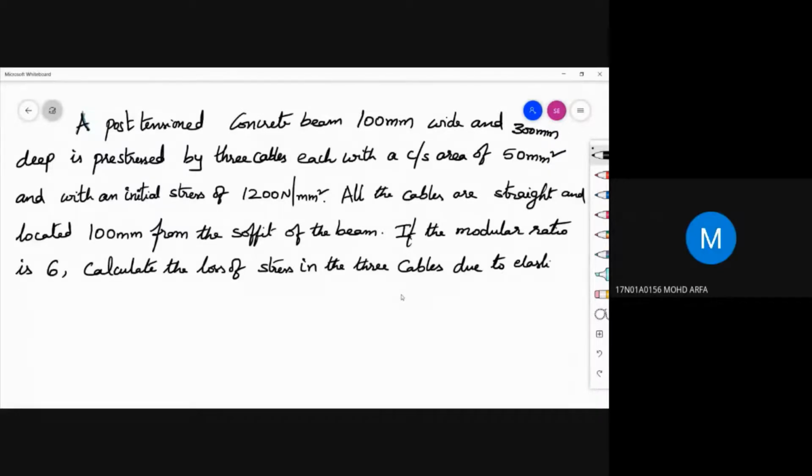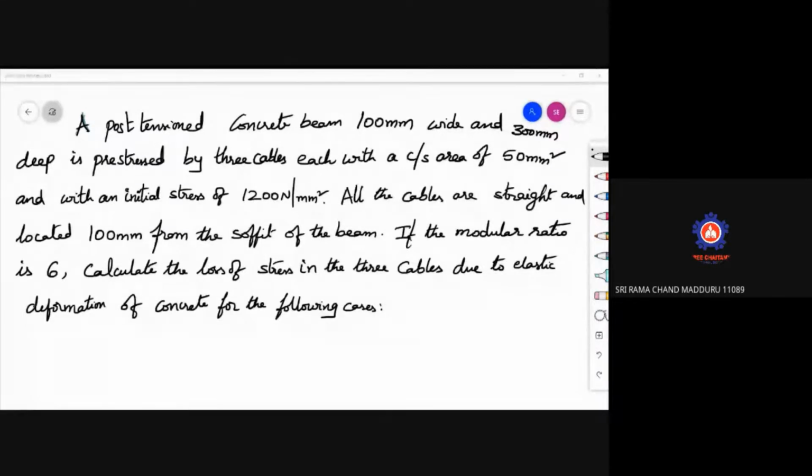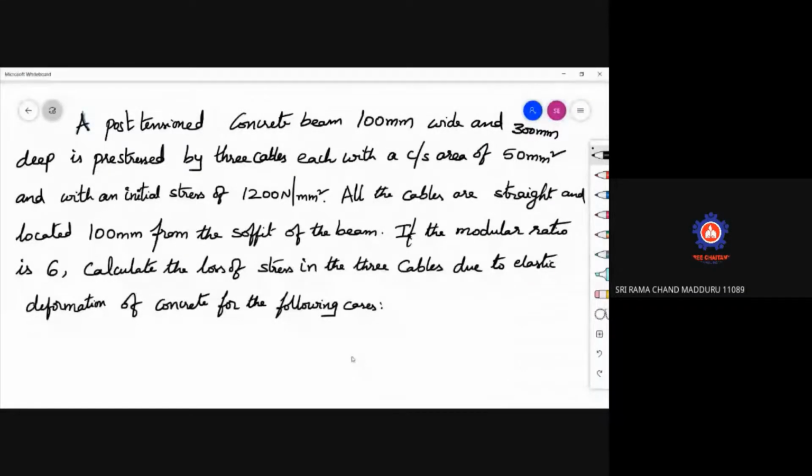Clear, sir, clear. Calculate the loss of stress due to elastic deformation of concrete for the following cases. Okay, Hariprasad. So we'll write case A here.